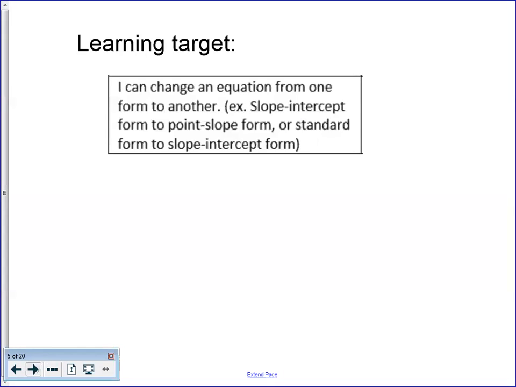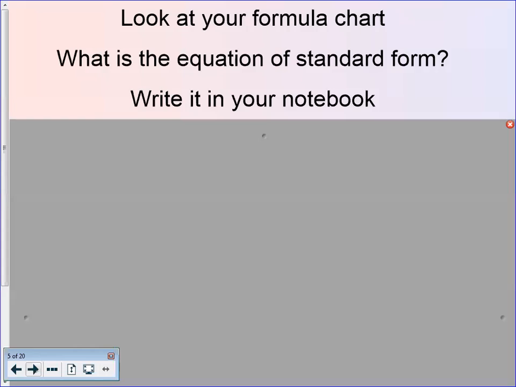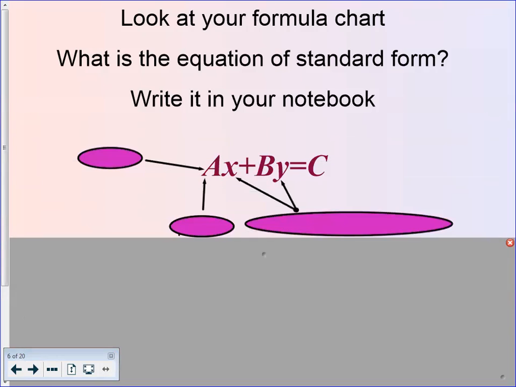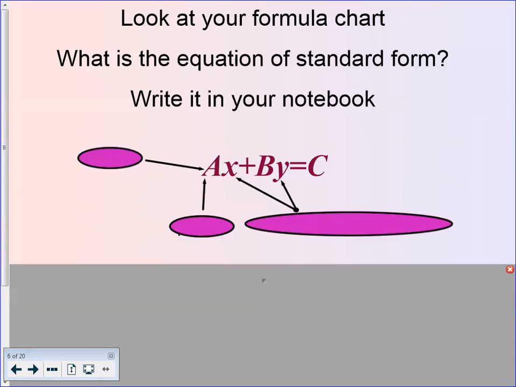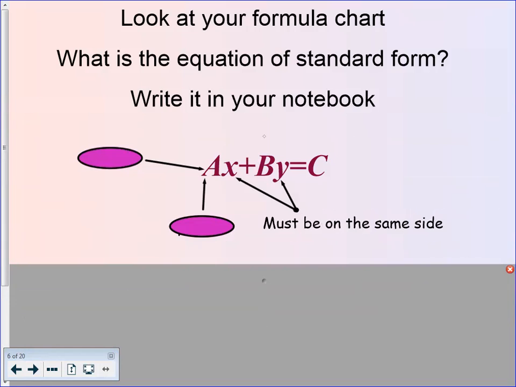All right, so first things first, we're going to go ahead and talk about the equation called standard form. So what is standard form? It's this form right here. You want to write this down: Ax plus By equals C. That is standard form. In standard form, you have x and y on the same side. They must be on the same side in order to be in standard form.